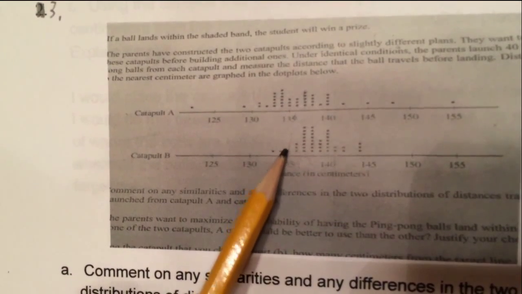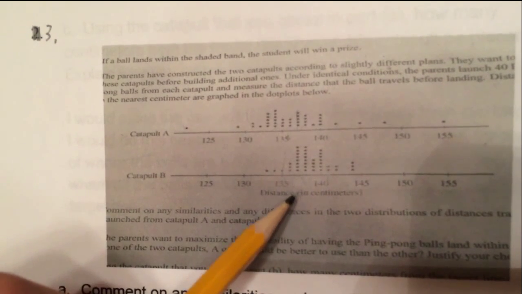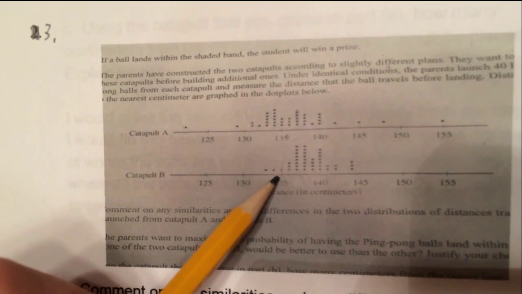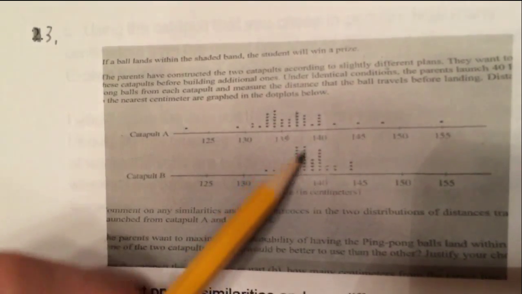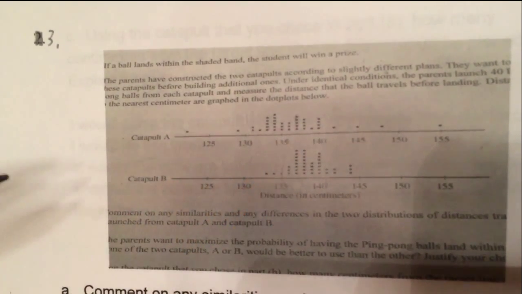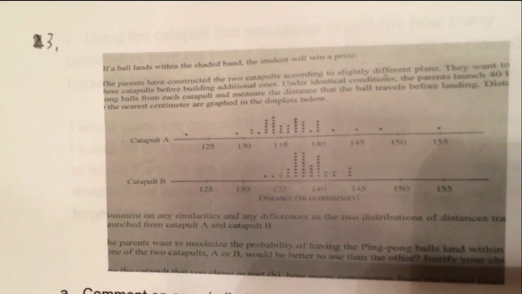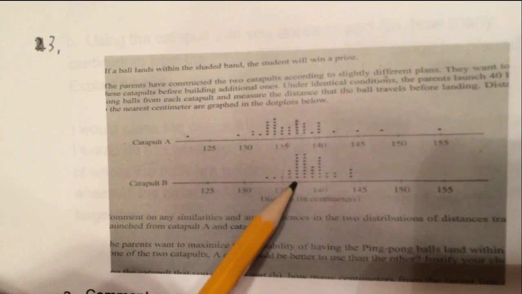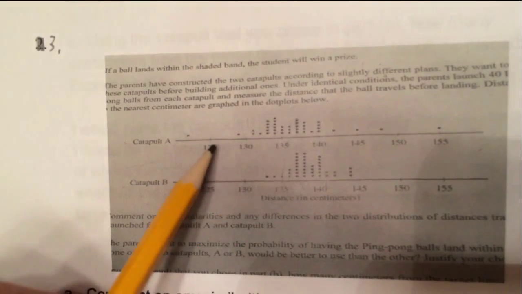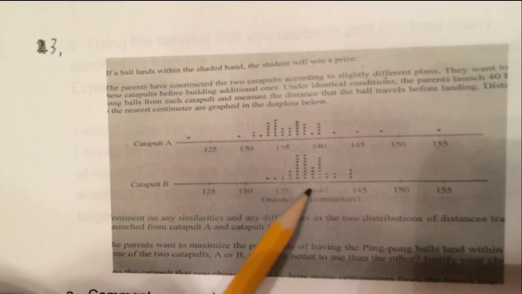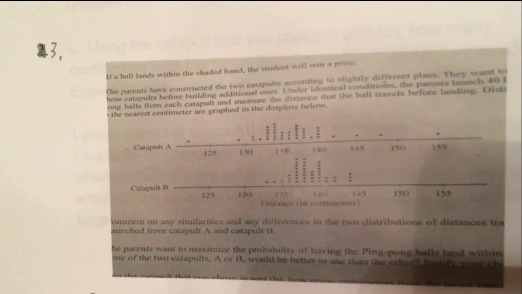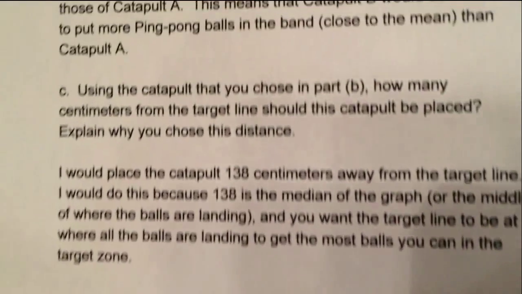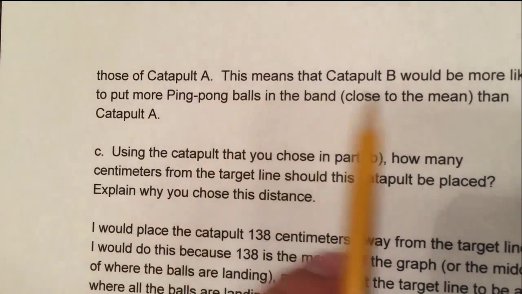So obviously, as you can see with the graph, these are, by the looks of it, much more condensed and together than these. So the standard deviation of this will be less, because the dots vary from this central point less than they vary in catapult A, which means that the ping pong balls from catapult B will be less likely to go out of this 5 centimeter range than those of catapult A, and that's our goal, to get the most ping pong balls in that 5 centimeter range. And that's what I just explained right there.